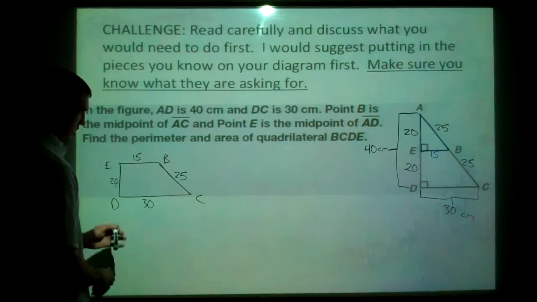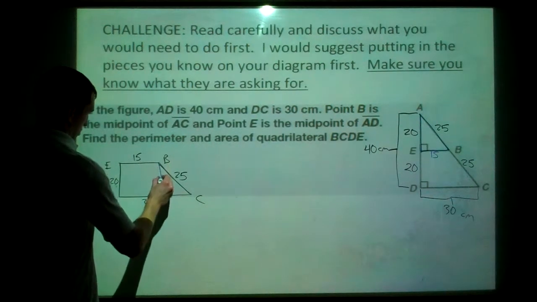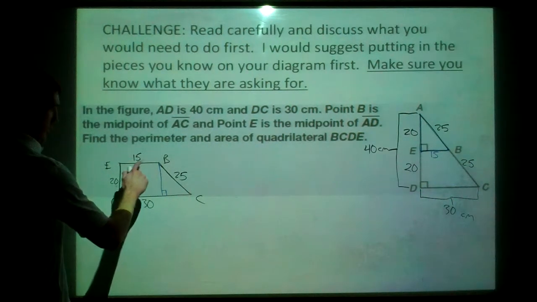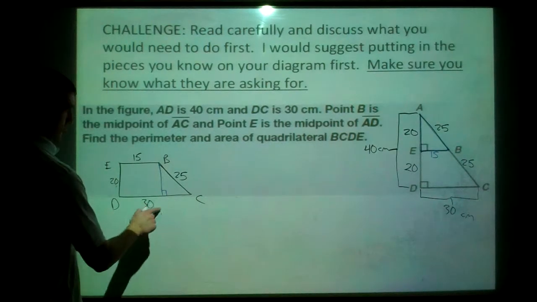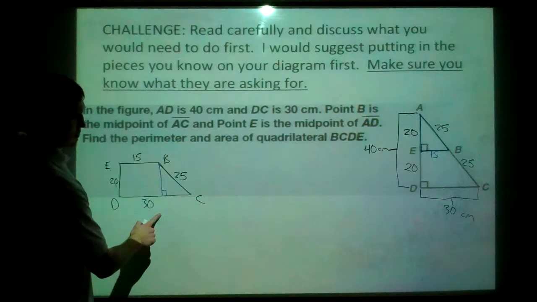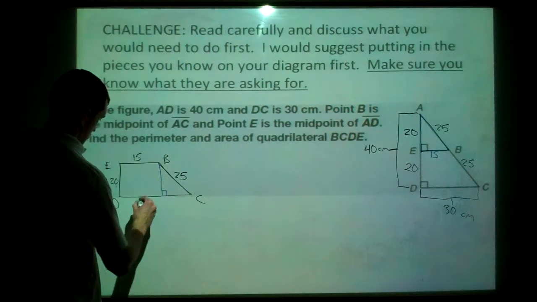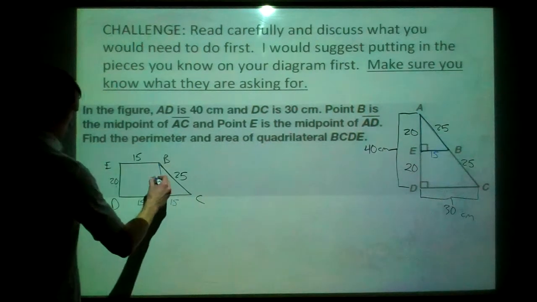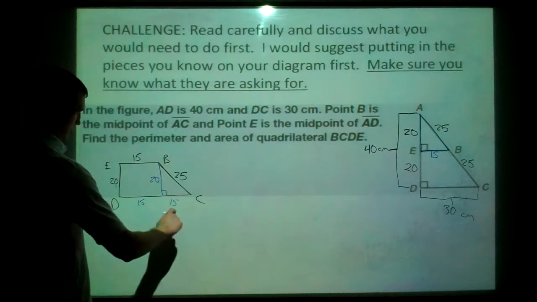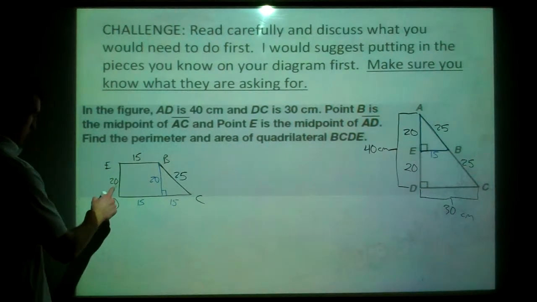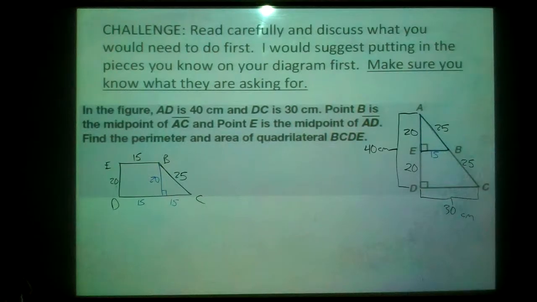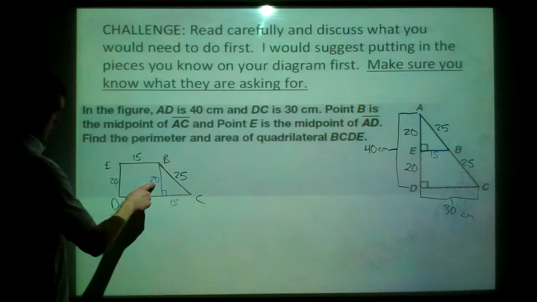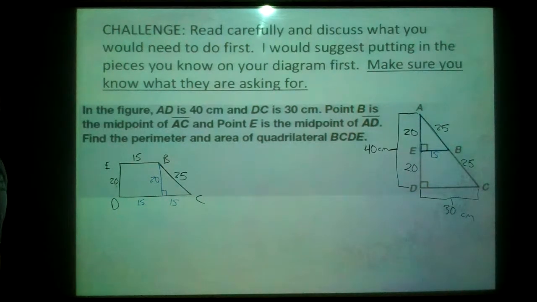We can find the area now by dropping an arrow down here. This would be a right triangle. This is 15. And this whole thing is 30. So that means this would also be 15. And then we have a triangle with a height of 20 and a base of 15, and a rectangle with a height of 20 and a base of 15. We can find the area. 15 times 20 plus 1/2 times 20 times 15, which we have done before.